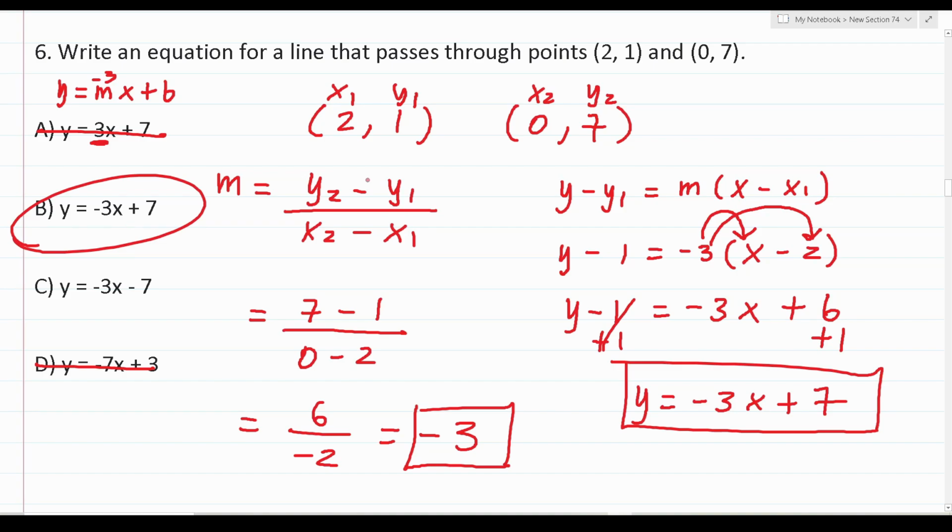All right, so make sure you know how to do that. Questions like this frequently appear on both the PiCAT as well as the ASVAB.